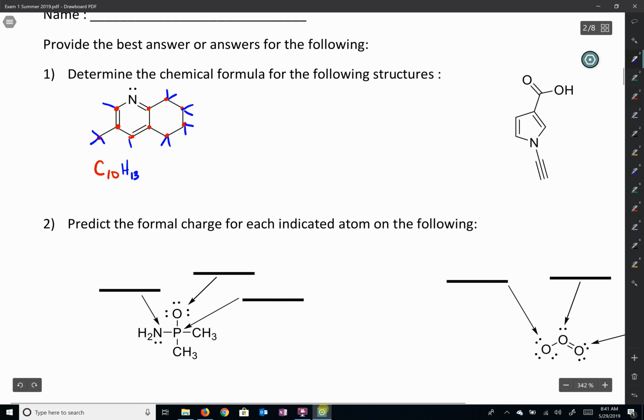And then the last thing we got to do is we got a nitrogen there, so C10H13N. Got it. All right. So let's look at the next one here.